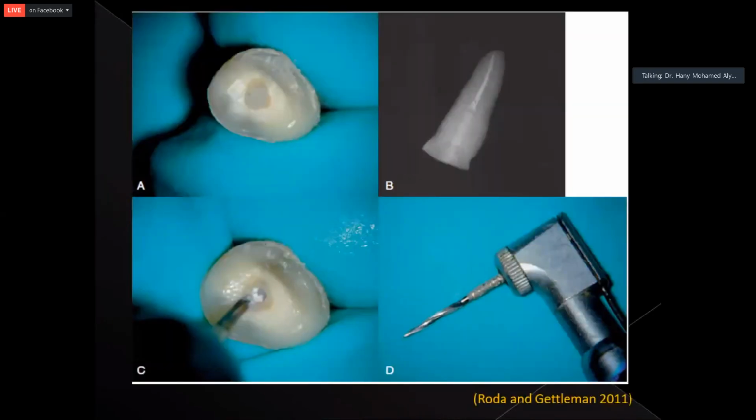And this shows just an example of how a post is removed using the Gyro Tip burs.